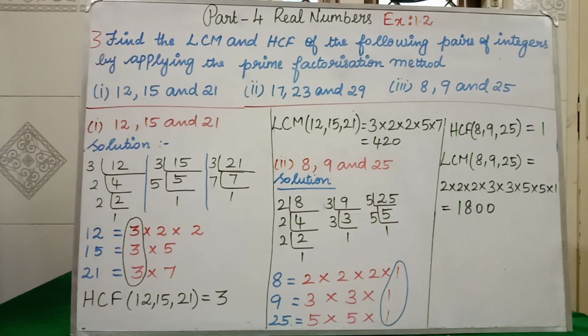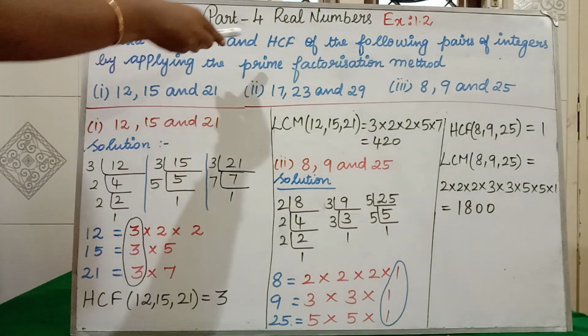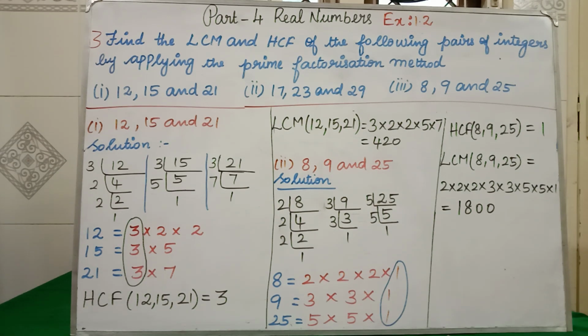If you see in the second question, we found the LCM and HCF and, as well, they asked us to verify that LCM into HCF is equal to the product of two numbers. But here they have given three numbers, so we need not verify them. We just have to find the LCM and the HCF. Now we'll see the first question.